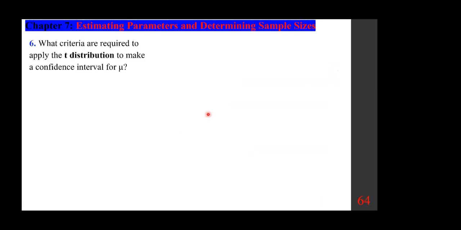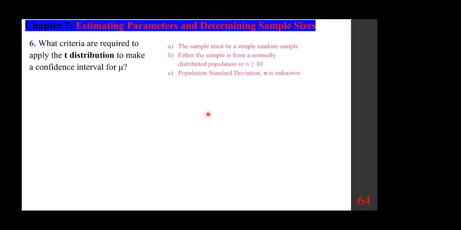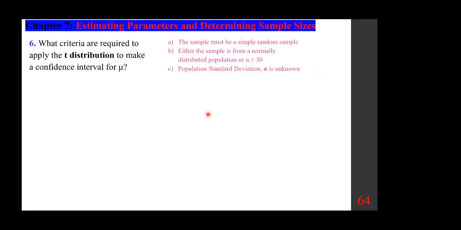What criteria are required to apply the t distribution to make a confidence interval for mu? The sample must be a simple random sample, SRS. Either the sample is from a normally distributed population or n is large. How large is good? Larger than or equal to 30. And finally, the population standard deviation sigma is unknown.